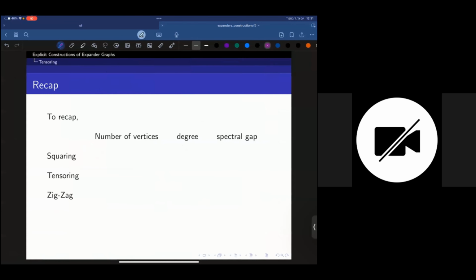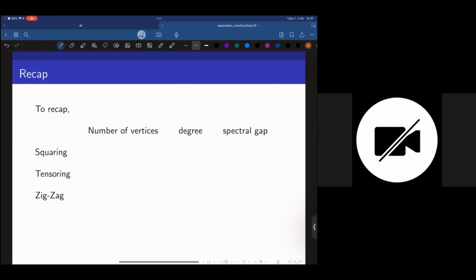Good. So let's recap. Let's get out of this calculation and see what we have so far. I think there's going to be the good, the bad, and the ugly. There are two operations that we talk about: squaring and tensoring. Zigzag will come next. Each of them affects the number of vertices, the degree, and the spectral gap, omega. We call it spectral expansion in this course. So this is D, this is M.